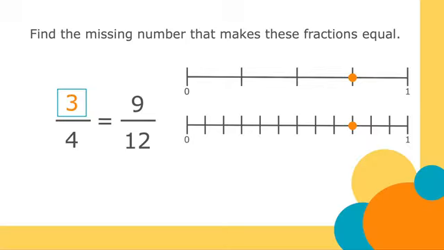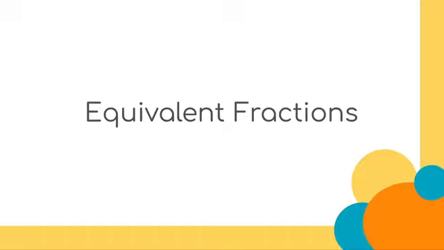Do you notice the relationship between the numerators and denominators? We divide the denominator of 12 by 3 to get 4, and we also divide the numerator of 9 by 3 to get 3. Awesome work! Now it is your turn to try some examples on your own.